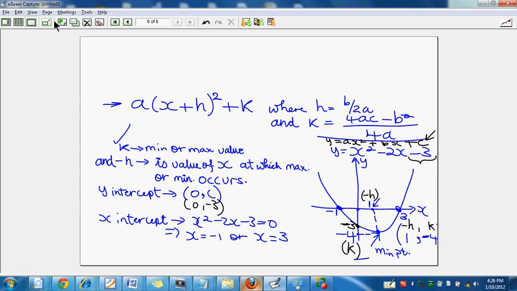Next note, under note 4, the range of the function represents the values that y can take.